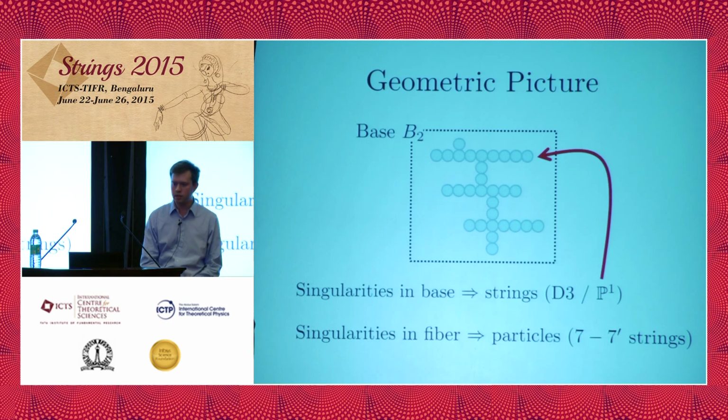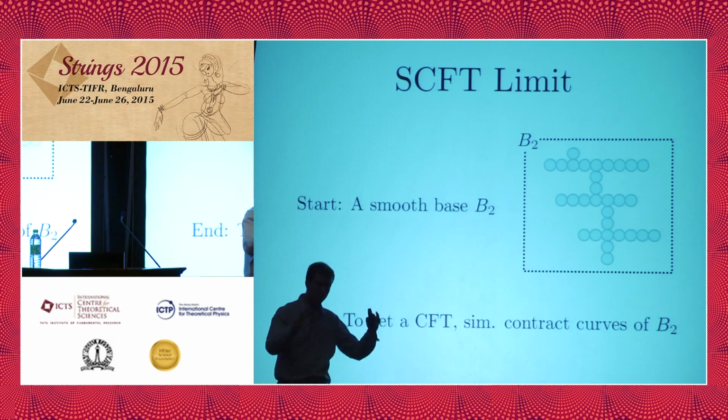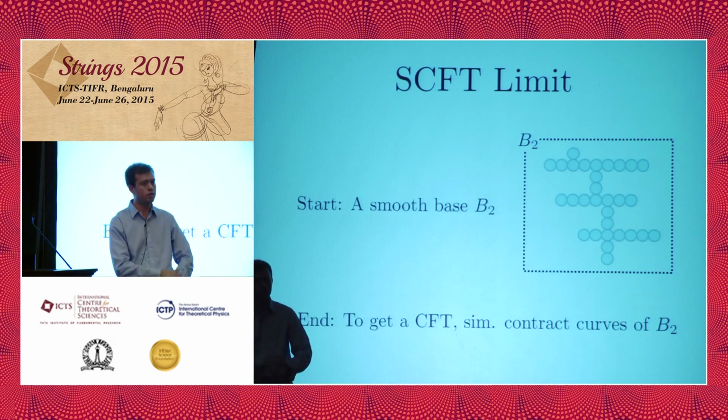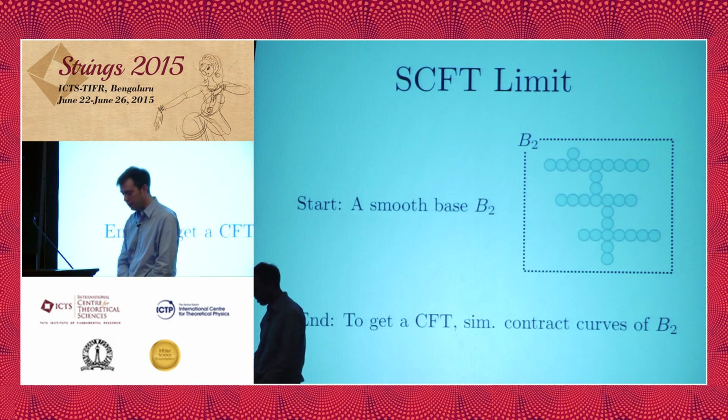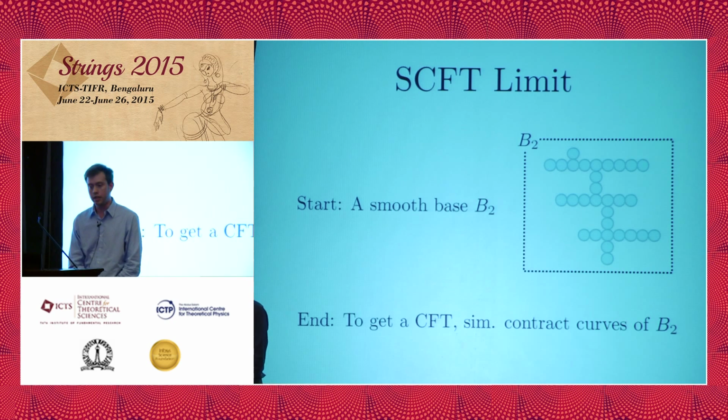OK, so as I already mentioned, to get to an SCFT, what we're going to do is start with one of our smooth bases and then start looking for ways to collapse the CP1s down. And what we need to demand is that we can simultaneously collapse all of them down to be part of the same conformal system.